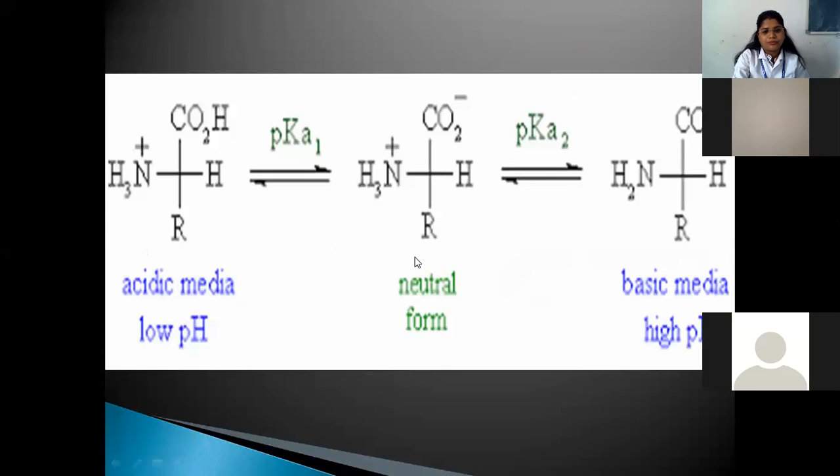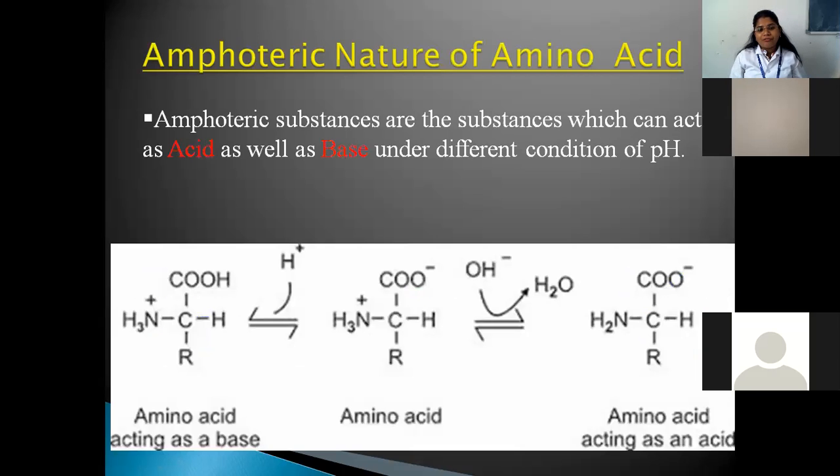See this structure. This is nothing but a zwitterion. If we add a basic medium, at that time it will appear like this, and if we add an acidic medium, low pH, it will appear like this. Now next we'll see the amphoteric nature of the amino acid.